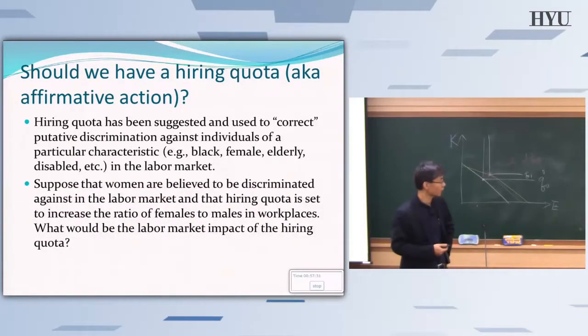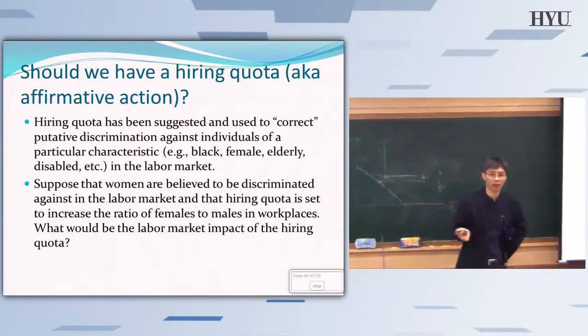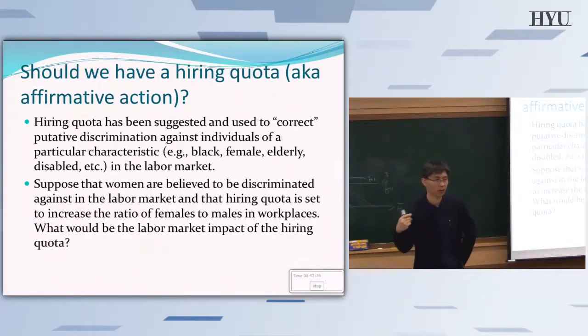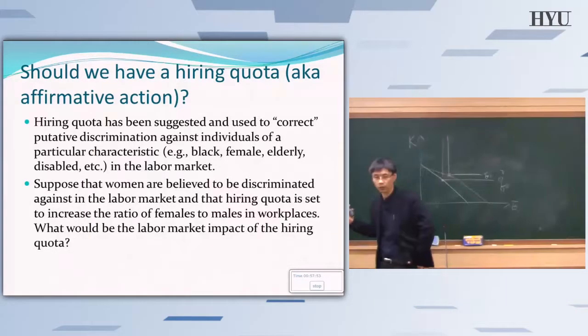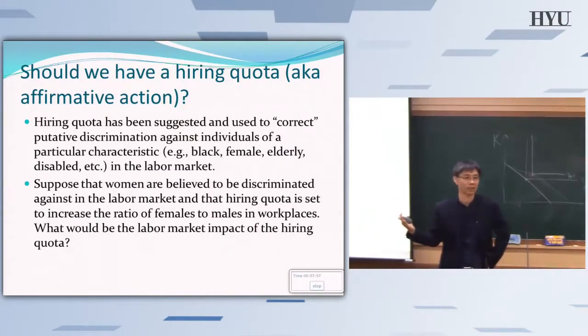Okay, so let's make an example here. Suppose that women are believed to be discriminated against in the labor market. In Korea's case, for example, the labor force participation rate of women is quite low. So let's say we think it's probably because of discrimination. Even though the women are very well qualified, employers don't hire women because they don't like women.